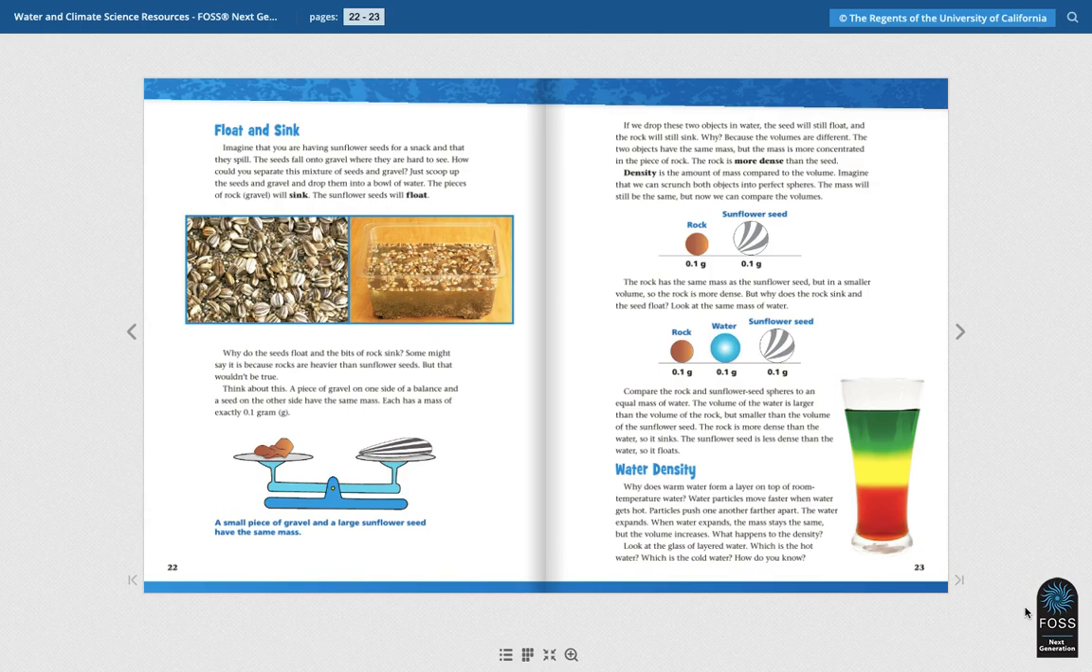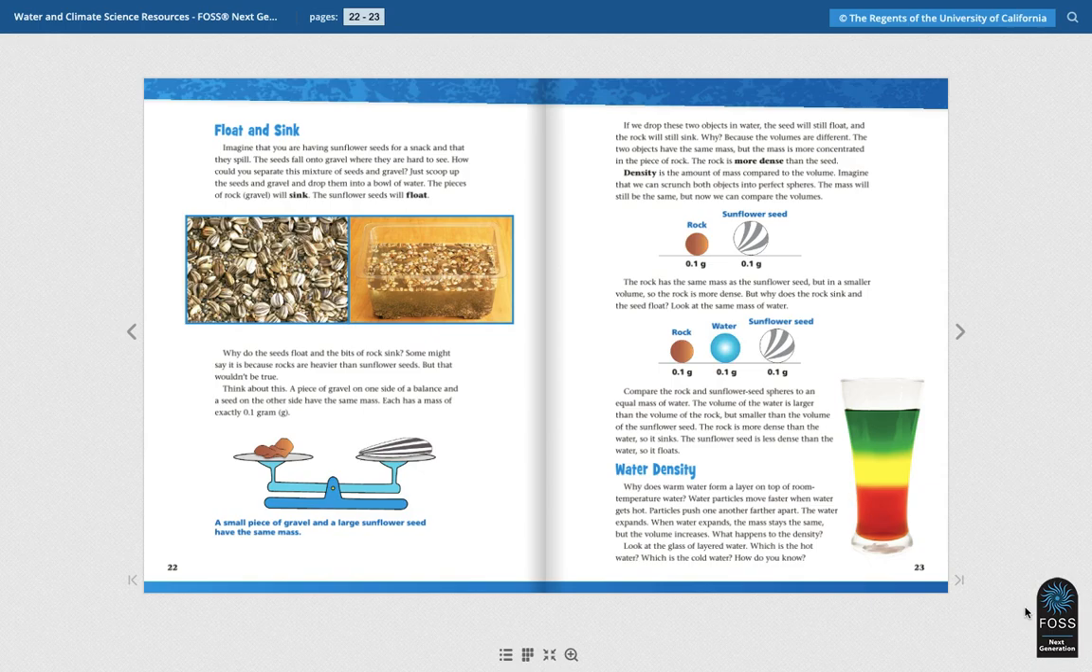So if you take a look at the picture, it shows the rock, or the piece of gravel, at 1/10 of a gram, and the sunflower seed squished into a sphere, and that is also at 1/10 of a gram. The rock has the same mass as the sunflower seed, but in a smaller volume, so the rock is more dense. But why does the rock sink and the seed float?